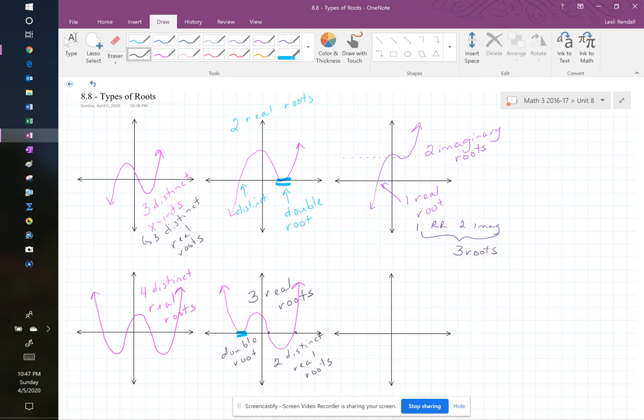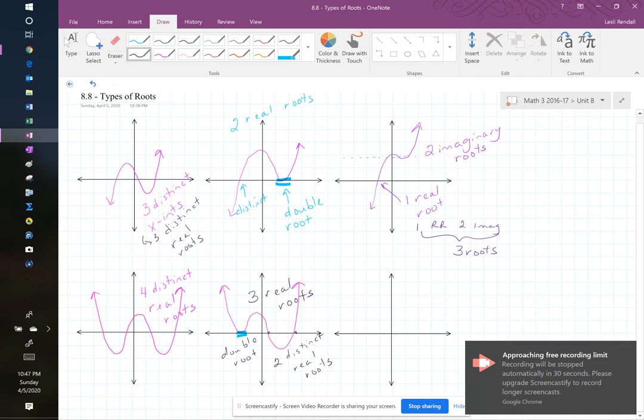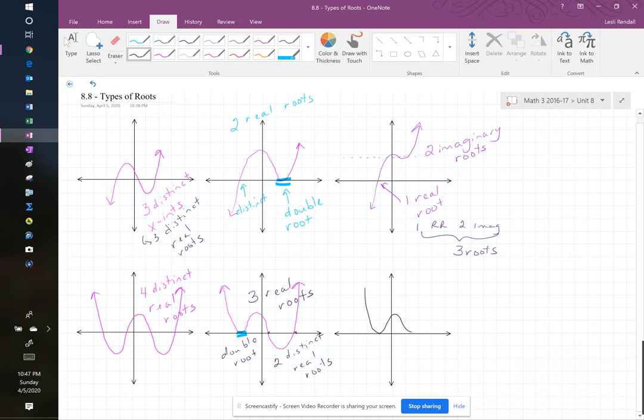So I'm going to do one last. Could we get 2? So let's think about this. What if we had 2 double roots? So if we have 2 double roots, like we do here, we could end up with 2 real roots. So I'm going to leave it up to you to see if you could get 1 or see if you can get 0.